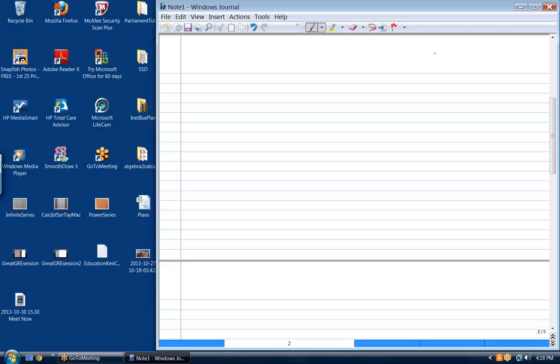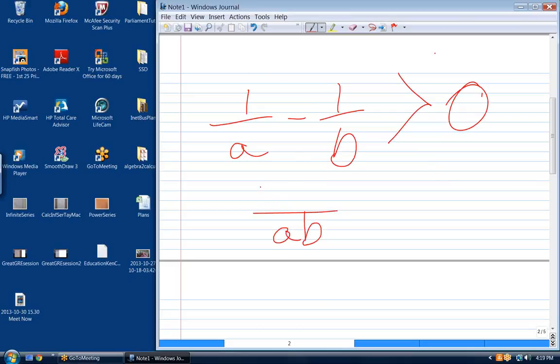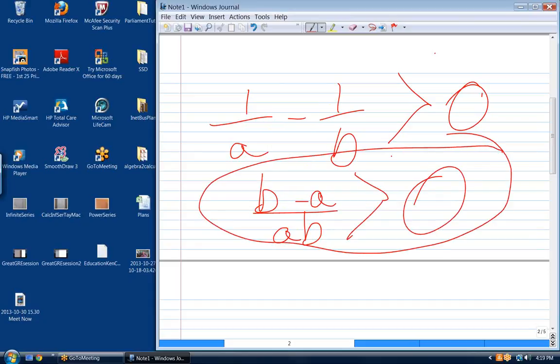Just know you have to end up with a single quotient. You can't end up with 1 over a minus 1 over b being greater than 0. Have to turn that into ab underneath, and this would be b minus a. So I would end up with this. Now I can figure out my critical numbers and analyze.